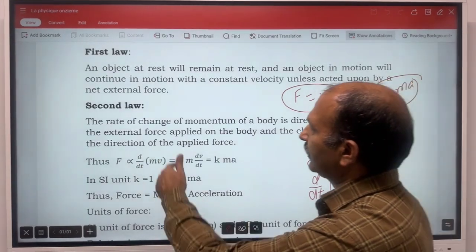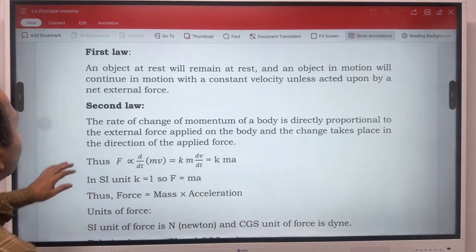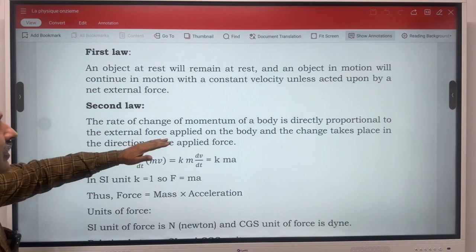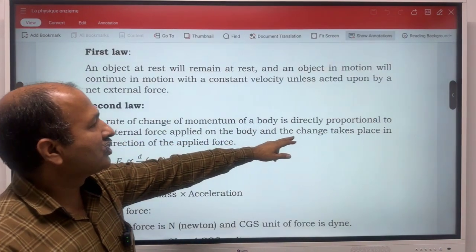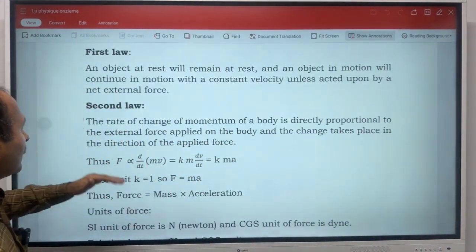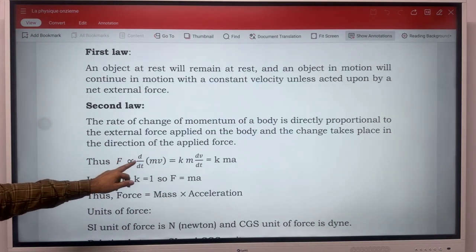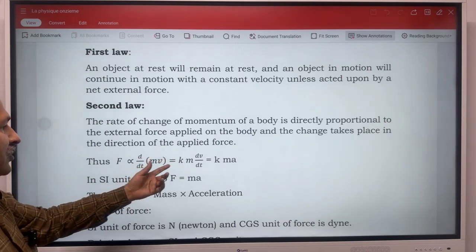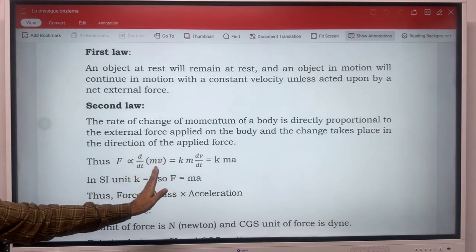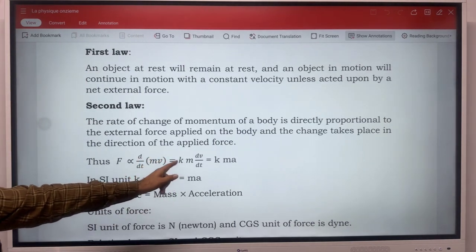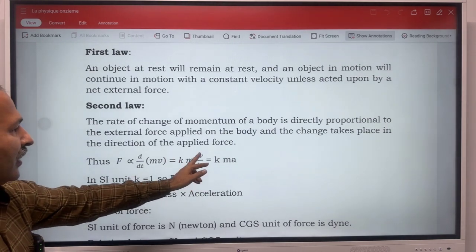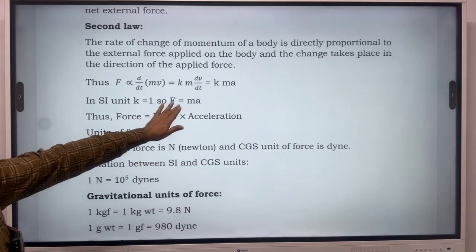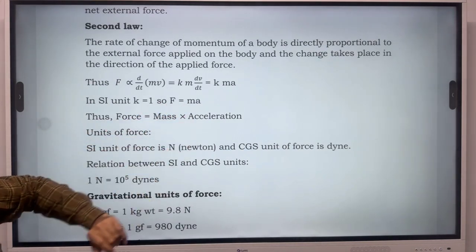The same thing is explained here. The rate of change of momentum of a body is directly proportional to the external force applied on the body, and the change takes place in the direction of the applied force. F is proportional to d/dt of mv, where we have put a constant k whose value is generally taken as 1 in SI units. And dv/dt is acceleration, as I told you. So we write F equal to ma, force equal to mass into acceleration.